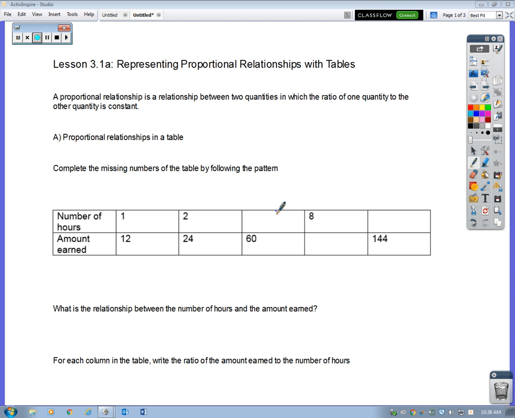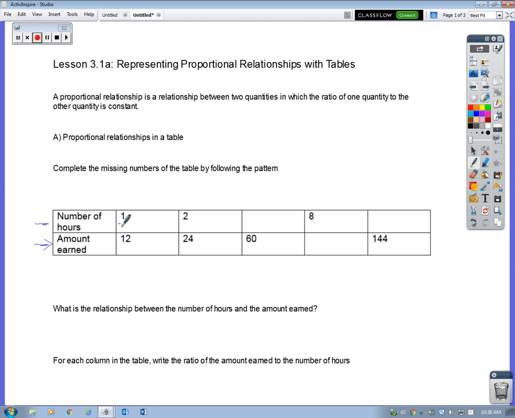Representing proportional relationships with tables. A proportional relationship is a relationship between two quantities in which the ratio of one quantity to the other quantity is constant. Proportional relationships in a table. So we're going to complete this table, finding a pattern for the number of hours and the amount earned.